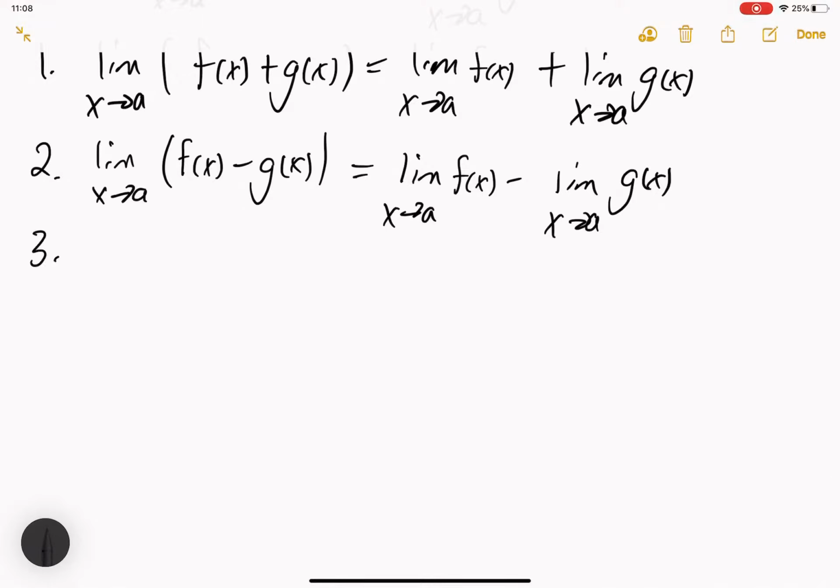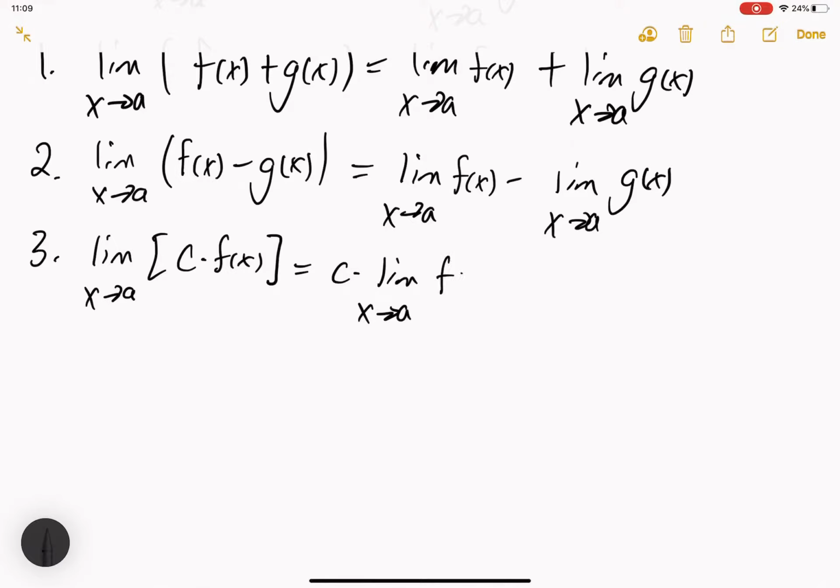The third one is the limit as x goes to a of c times f of x. This is just a constant being multiplied by a function, and it is equal to c times the limit as x goes to a of f of x. Basically, this means if we pull out the limit, we can also pull out that constant.